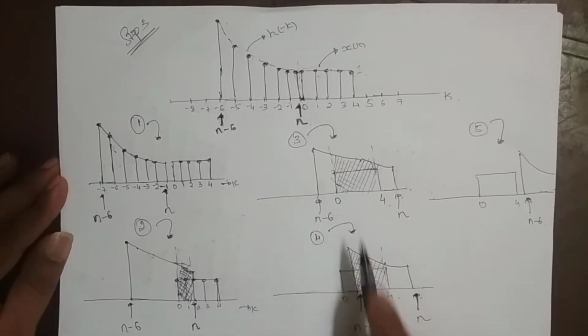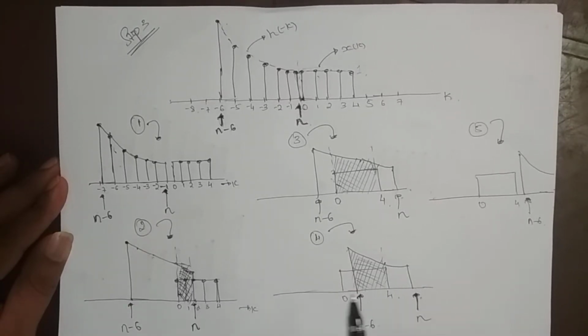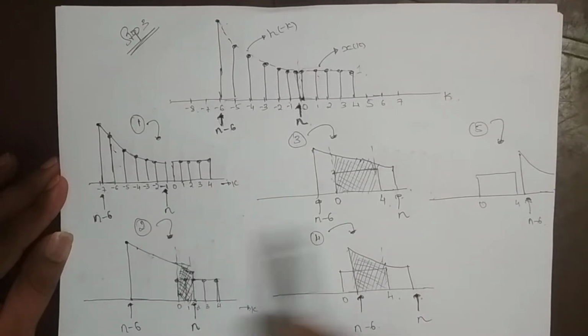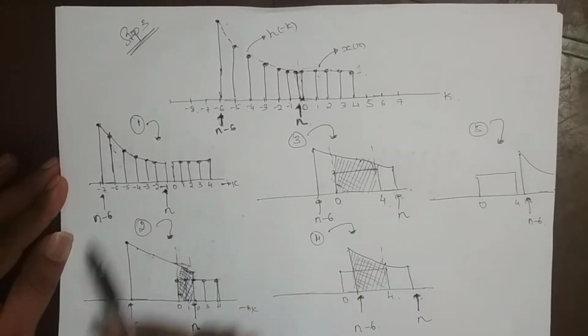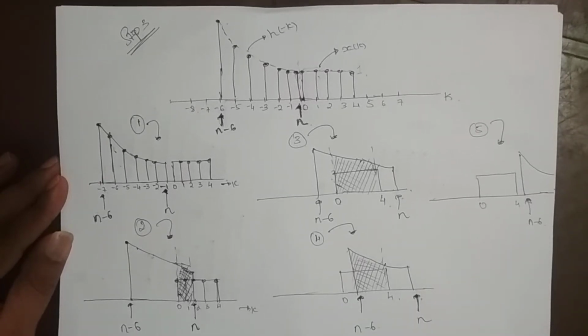Now once n minus 6 reaches 0, I can move it right further, right? Till where? Till n minus 6 is between 0 and 4. That will be another overlap region. Once n minus 6 reaches 4, I can move right till infinity, because there is no overlap. So these are the 6 overlapping and non-overlapping regions we get in this problem.